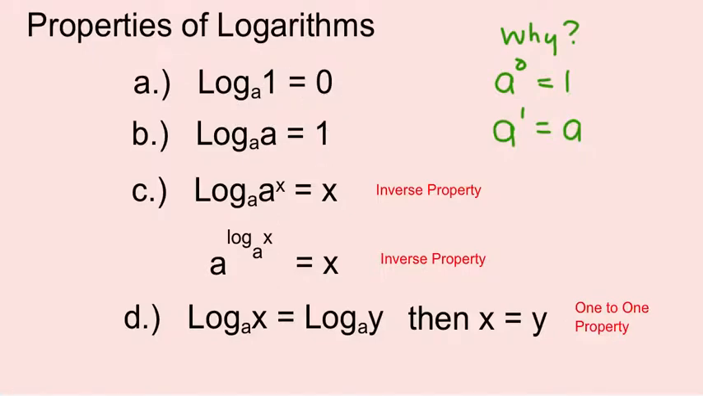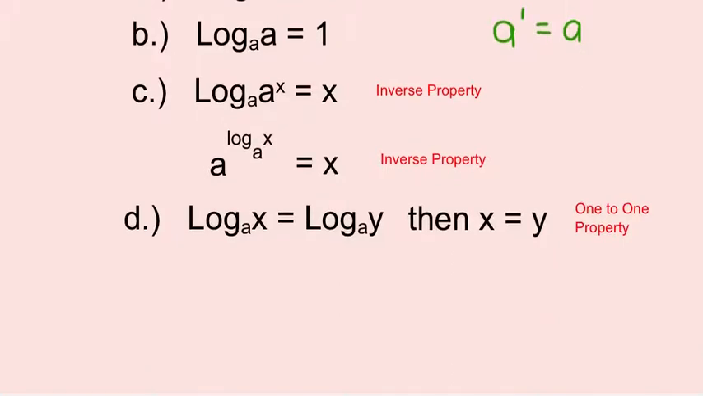The next property is what we call the inverse property, and there's 2 of them here. We have a logarithm of base a raised to the power of x equals a to the x. The next one, a raised to a logarithm base a. What happens is I just say these kind of cancel each other out, and you're just left with x.